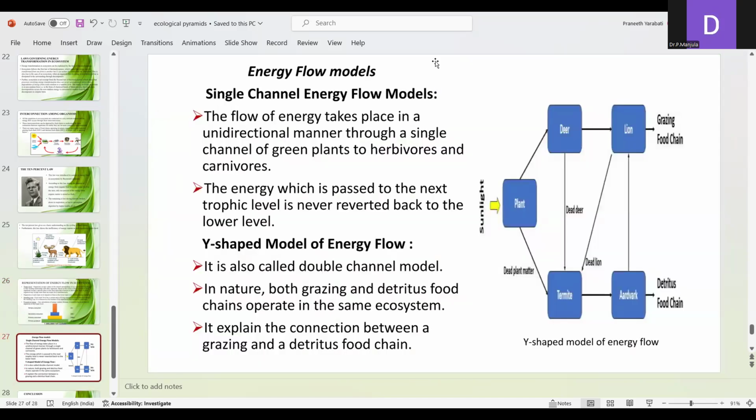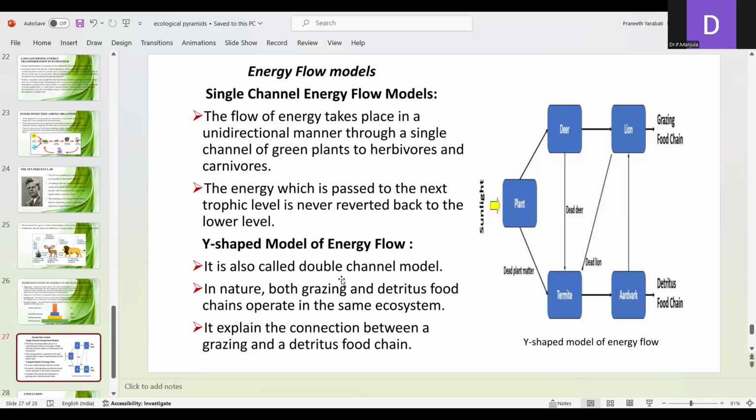Again, here are two models of energy flow: the single channel energy flow model and the Y-shaped model of energy. In the single channel model, the flow of energy takes place in a unidirectional manner through a single channel of green plants to the herbivores and carnivores. The energy which is passed to the next trophic level is never reverted back to the lower level. So this is the single or unidirectional flow of energy.